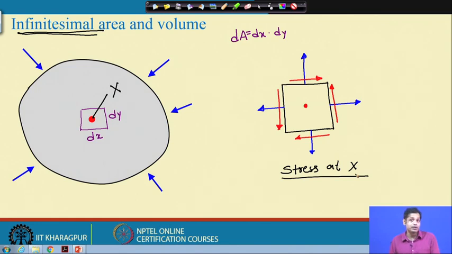So, how many components of stress do we have? On each plane, we have one normal component and one shear component. Total how many components? We will see that in the next class.